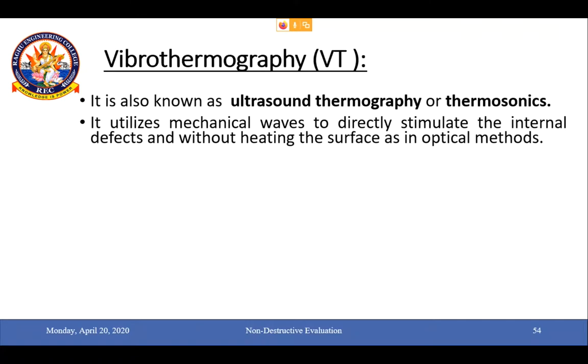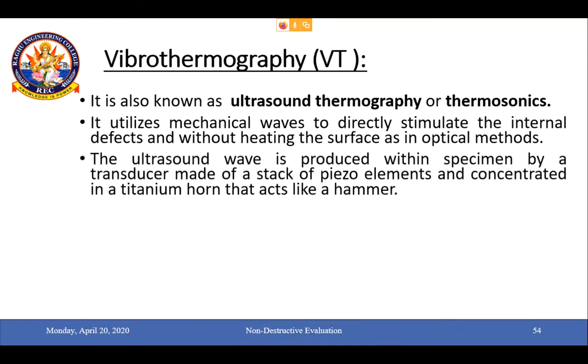You have to understand this. Whenever you are using an optical method, what is going to happen? Obviously, the optical heat is going to first reach the surface and then pass into the object. Whereas here, we are using a mechanical wave which will directly stimulate the internal defect without heating the surface. So, this is the difference between your internal excitation and your external excitation.